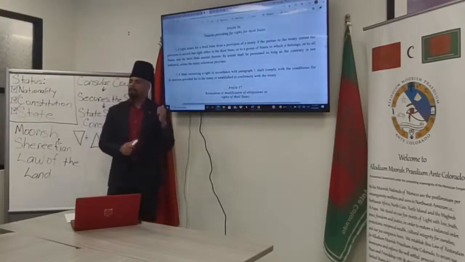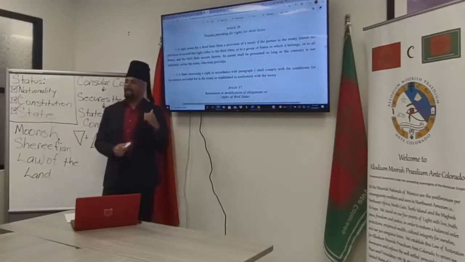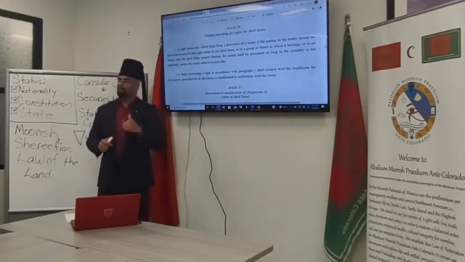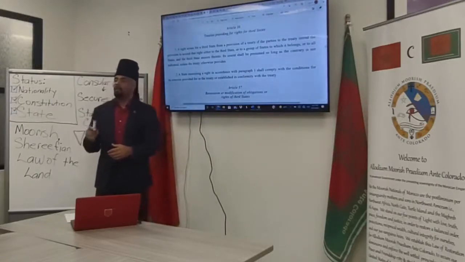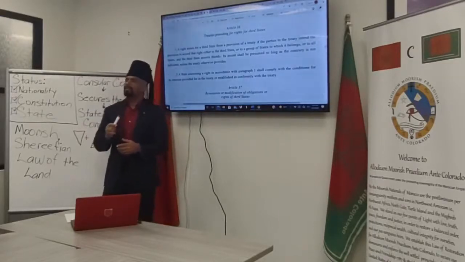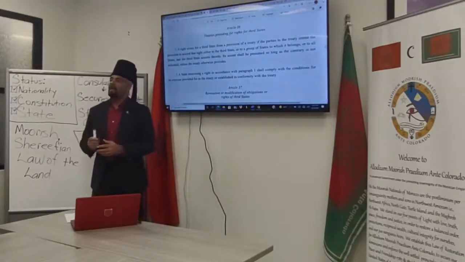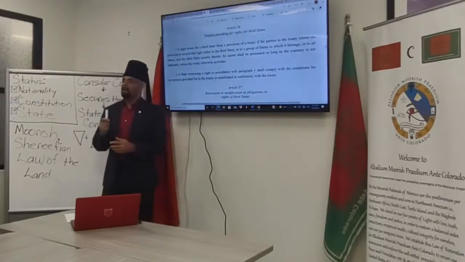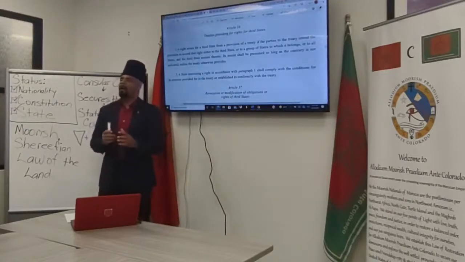But in this particular scenario, Jeremy's pointing out that the state of Arizona did something to their national. Arizona is a third state because Arizona's name is not on the treaty. However, Arizona is part and parcel to the United States, so they are obligated to the treaty. Why? Because Arizona is obligated to the United States of America, and the United States of America is obligated to the Treaty of Peace and Friendship. They're all part and parcel. They're all obligated no matter what.